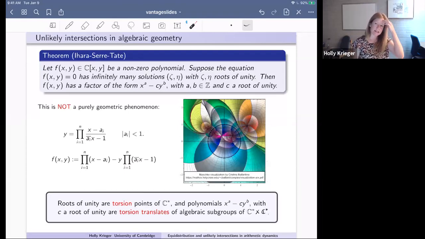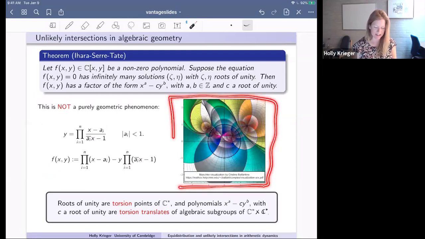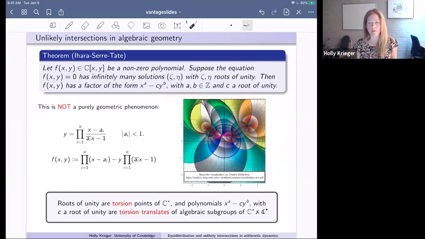So what is behind this theorem? Well, the first silly thing to say is that this is not a real geometric phenomenon. There are plenty of polynomials that have the property that they contain pairs of points which lie on the unit circle, right? So it's not about the real geometry of the roots of unity. Here's an example which I really just included because I wanted you to have this picture: say this polynomial comes from the graph of a map from the Riemann sphere to itself, which fixes the circle.